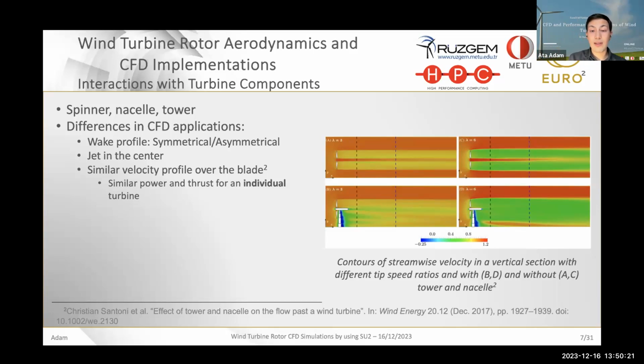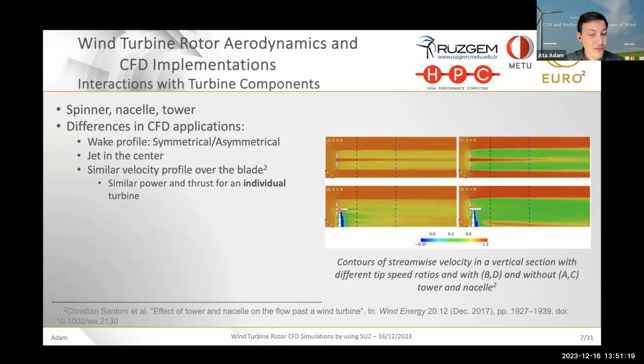But if we include these components, as you can see in the figures, we have an asymmetrical wake profile, mostly due to the tower wake, the tower shadow. Horatio, just let me open my laser pointer. Over here you can see that this promotes an asymmetrical wake profile, and we also see that the jet in the center disappears due to the presence of the nacelle. In addition, the diffusion characteristic of the wake is quite different when we include these turbine components. So depending on your application, you may need to include these components in your mesh. But the literature also shows that we can have similar velocity profiles over the blade, even without these components.